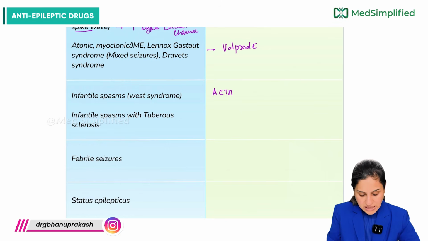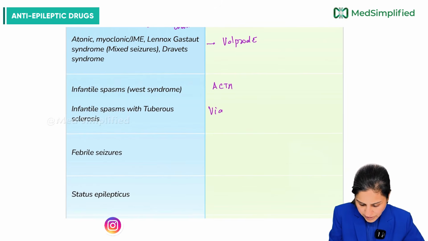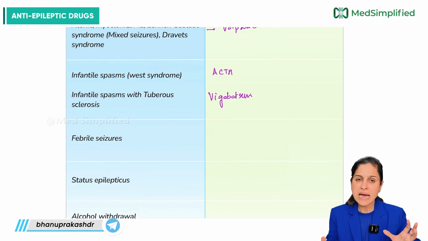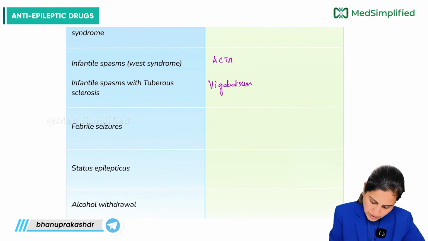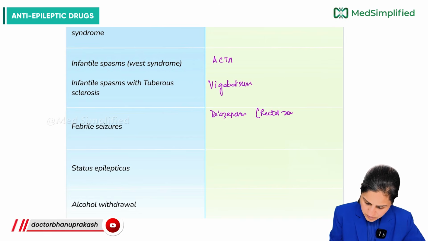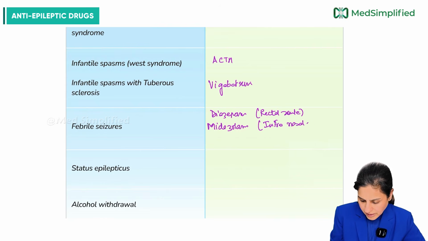Now, infantile spasm or salaam seizures, also called West syndrome, the drug of choice is ACTH. But if this infantile spasm is with tuberous sclerosis, we use the drug vigabatrin. Febrile seizures in children because of high grade fever are usually benign seizures and they become okay on their own. But if not, then you can give injection diazepam by rectal route. Or we can give midazolam by the intranasal route.